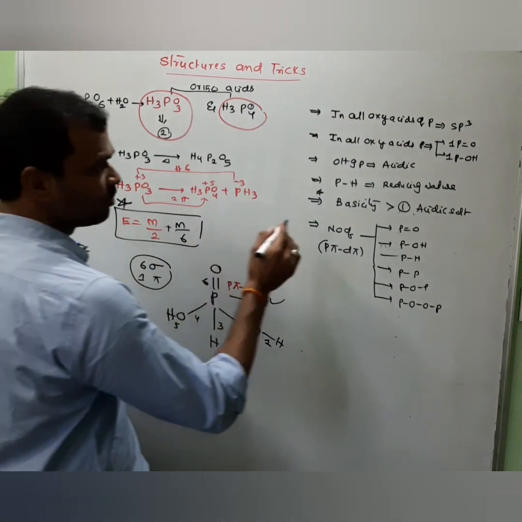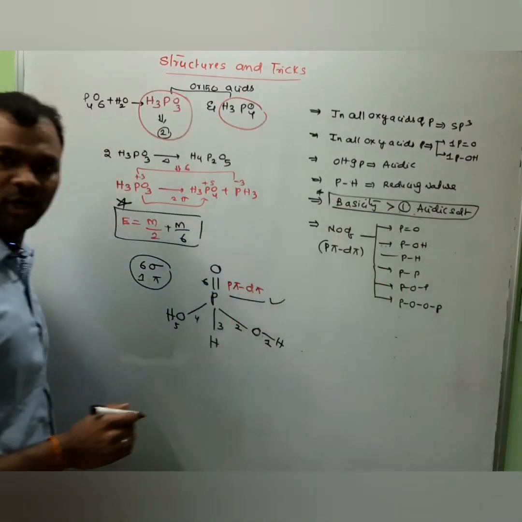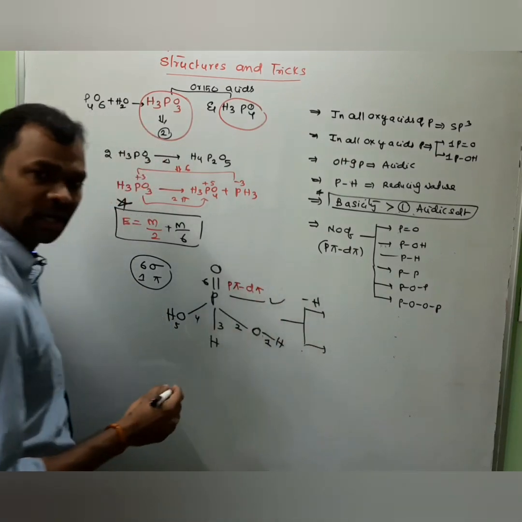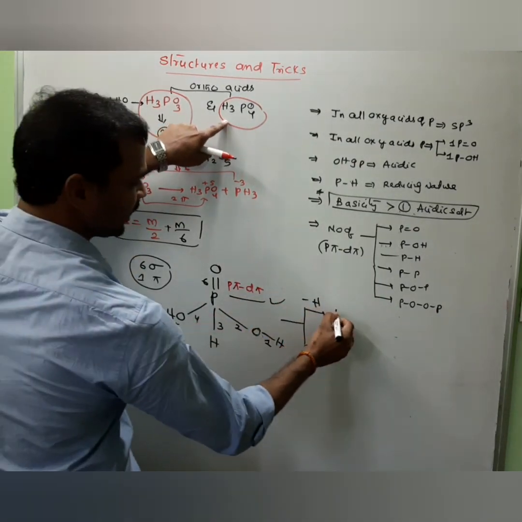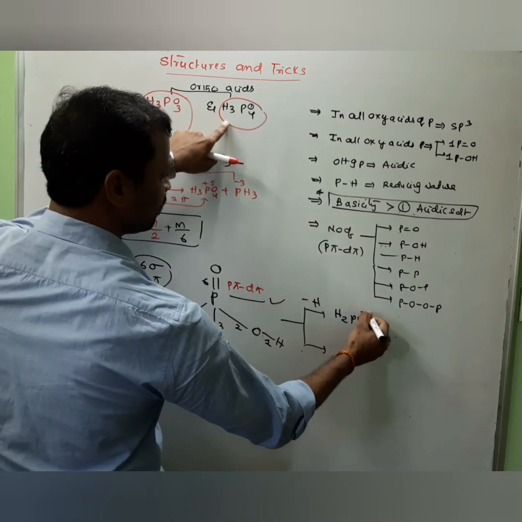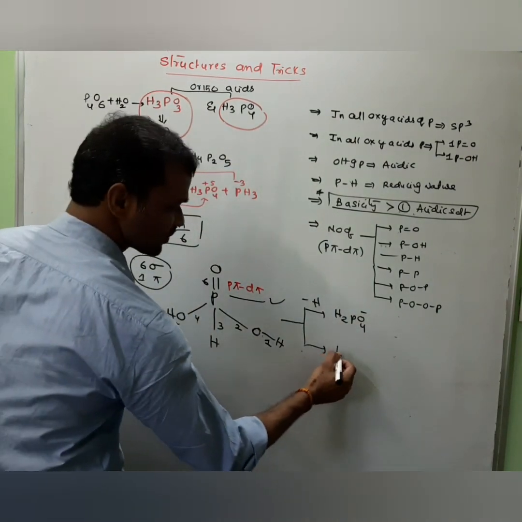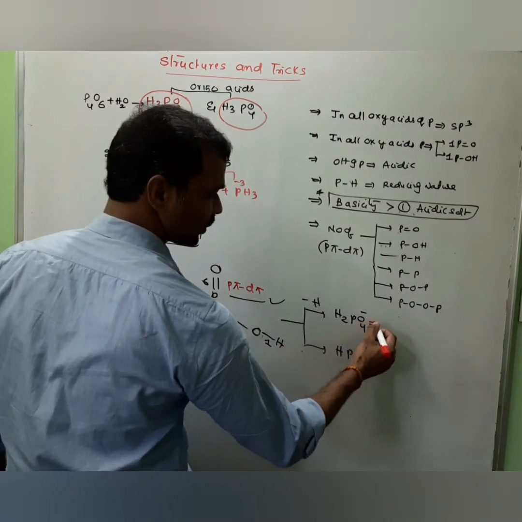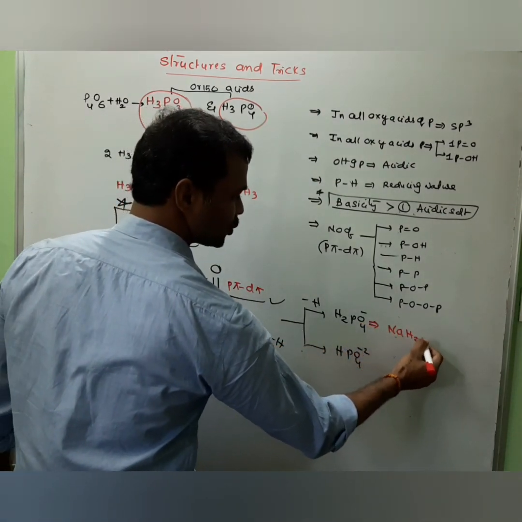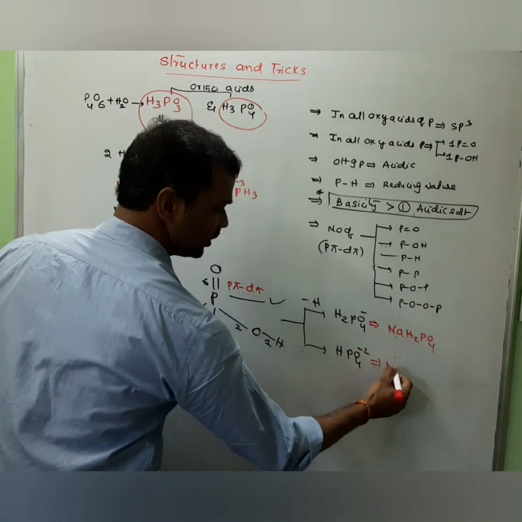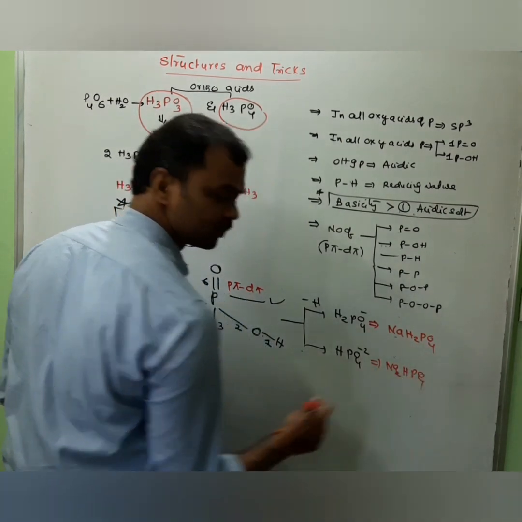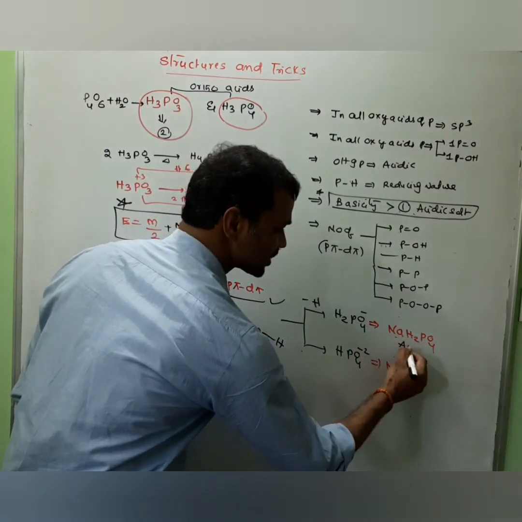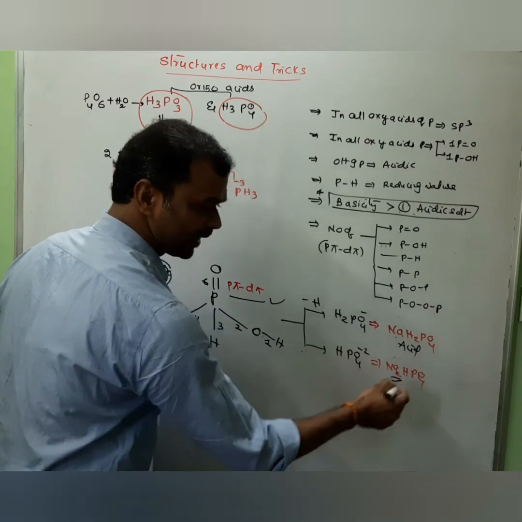What did I say? If basicity is greater than 1, they form acidic salts. Meaning, if you remove one hydrogen, we get H2PO3 minus. If you remove 2 hydrogens, we get HPO3 minus 2. For example, if you write in the form of salt, NaH2PO4, this is sodium dihydrogen phosphate, an acidic salt, whereas Na2HPO4 is disodium hydrogen phosphate.